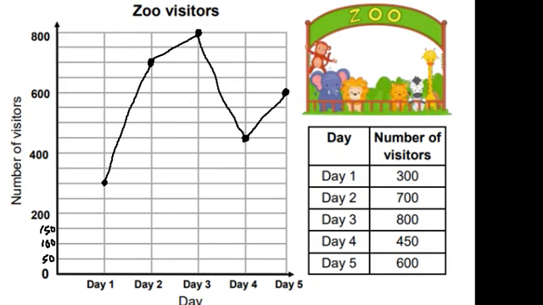Okay. So let's see if we can answer some questions here. How many visitors were there on day 4? That's glaring. Day 4, even from the table here, you can figure that out. So day 4, we had 450 visitors.